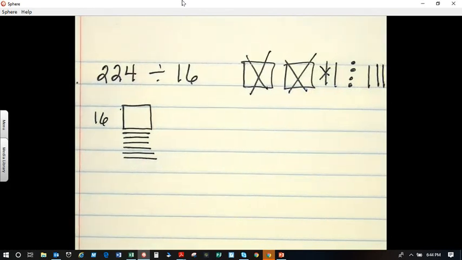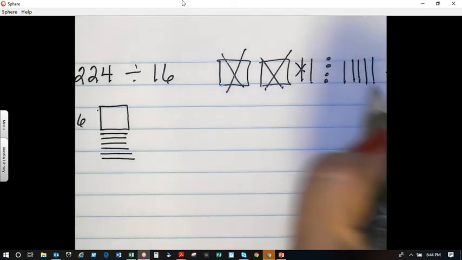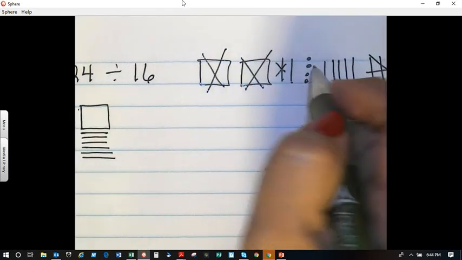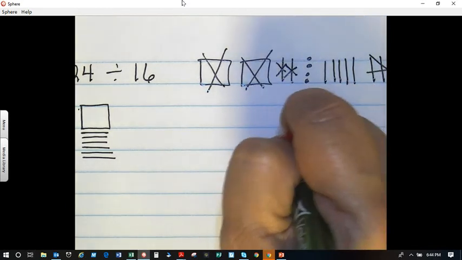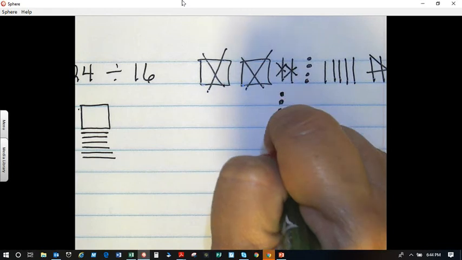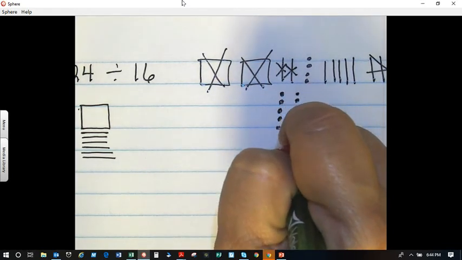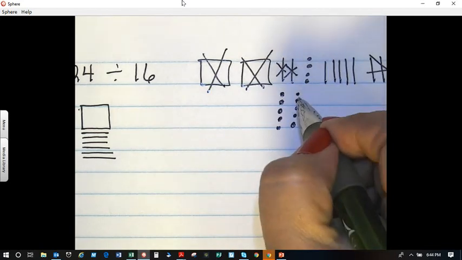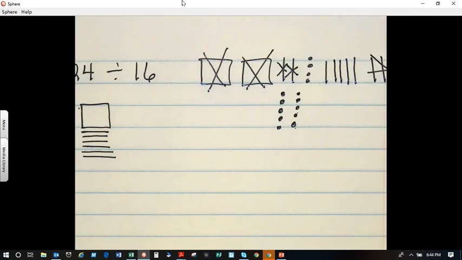Next, I have this left. So this is only 4. I'm going to turn in one of my 10s for 10 ones. So let me add that in. 1, 2, 3, 4, 5, 6, 7, 8, 9, and 10. So make sure. 1, 2, 3, 4, 5, 6, 7, 8, 9, 10. All right, we're all good so far.